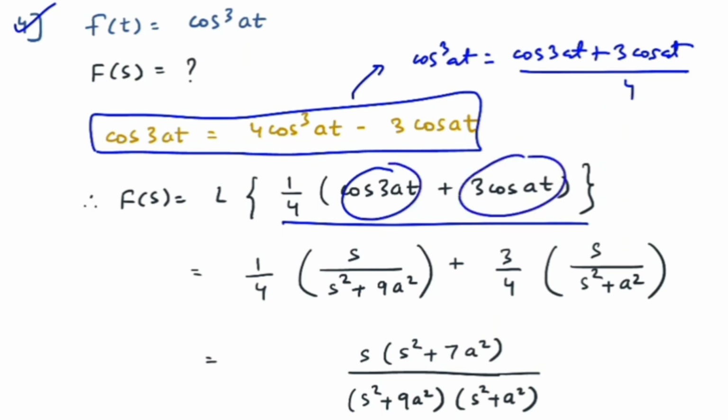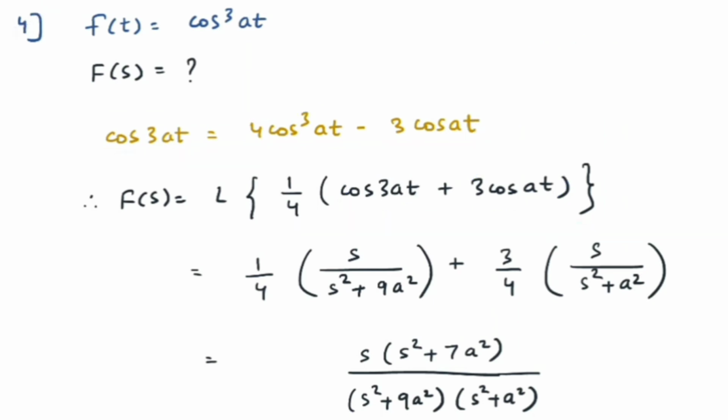Now you have to split the Laplace and get the final answer. So Laplace of cos 3at upon 4: 1 by 4 is a constant, so take it outside. Then Laplace of cos 3at is s upon s square plus omega square, where the omega value is 3a, so you have to plug it in here. Omega square would be 9a square.